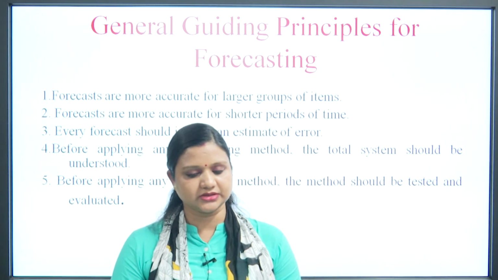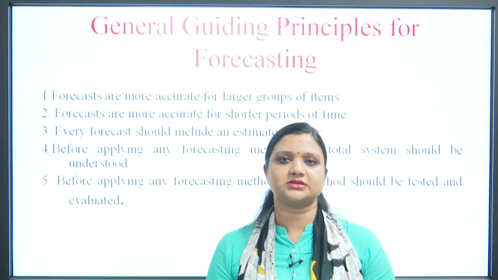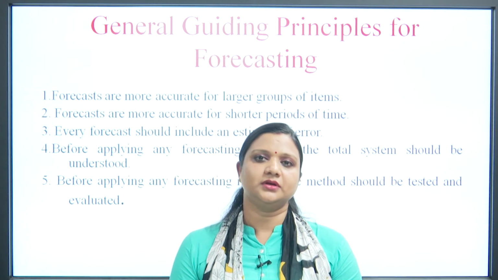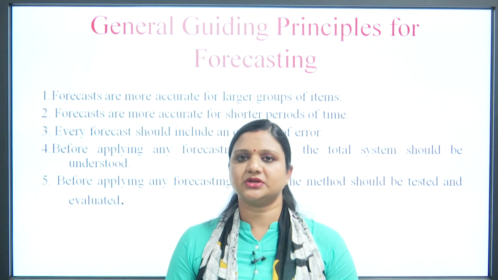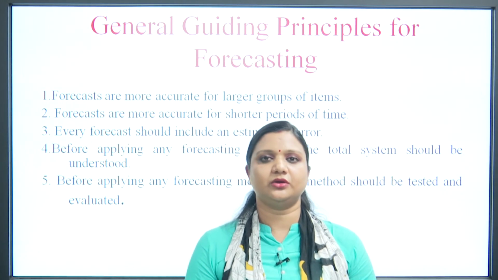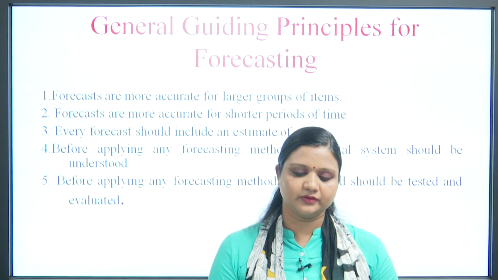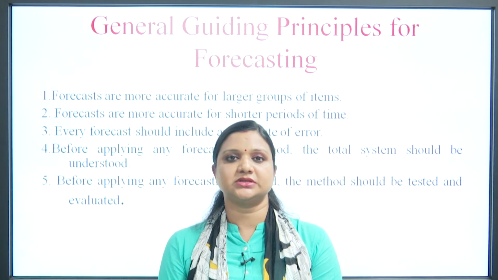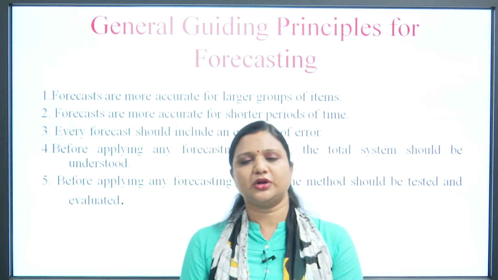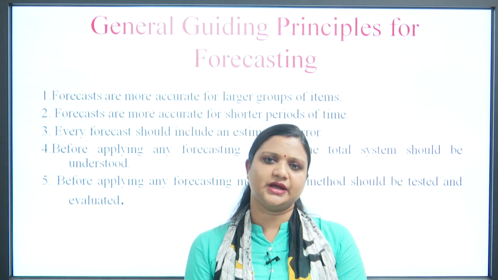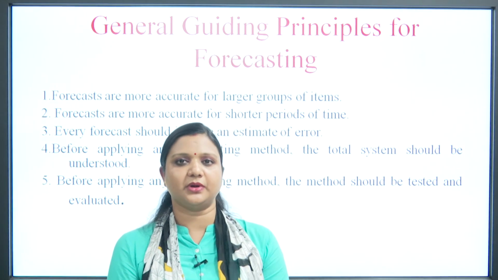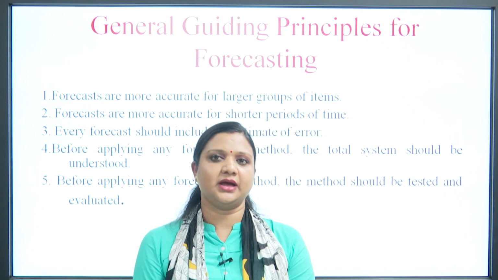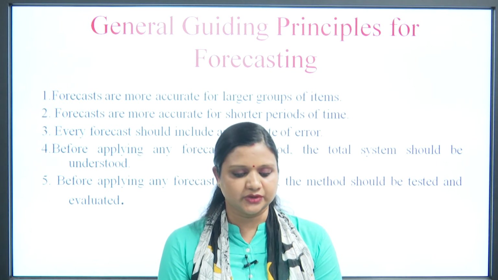Every forecast should include an estimation of error. Forecasting cannot be correct all the time; forecasting itself means estimation. Estimation cannot always be correct; it may sometimes be correct or wrong. So it always involves an estimation of error, and before applying any forecasting method, the total system should be understood. Total system means the sales scenario, the availability of manpower, resources and machineries that the company has. The total system must be understood.